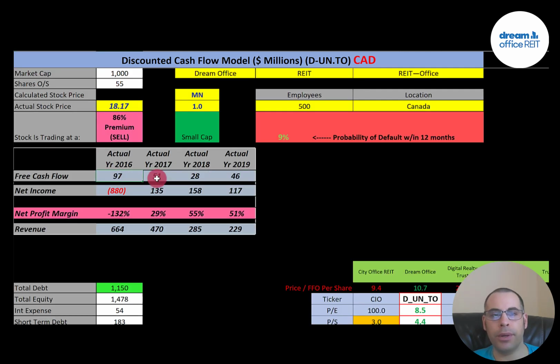Free cash flow looks pretty good. It's a little low, but it's positive and consistent. The net income also looks good, except for 2016. They took a big hit of negative $880 million. Revenue is really bad though. It's dropping every year, so that's not a good sign.